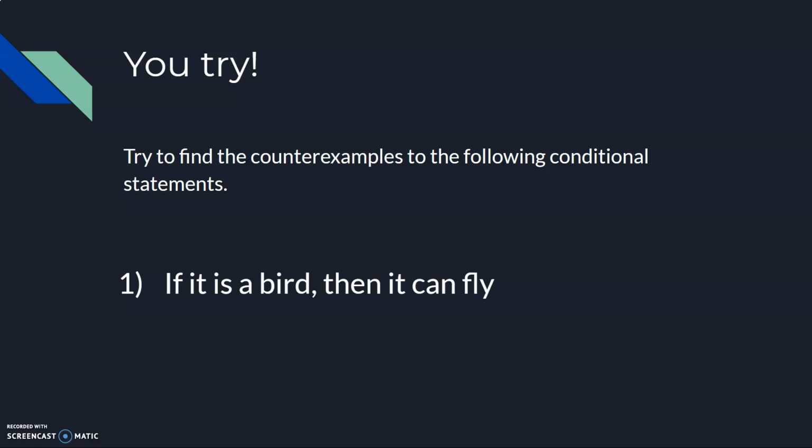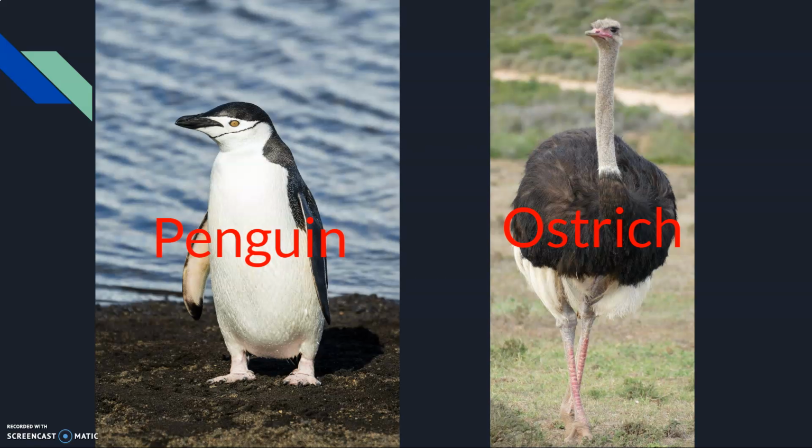So here's number 1. If it is a bird, then it can fly. So you're trying to think of an example of a bird that cannot fly. A counterexample to this one would be a penguin or an ostrich. Both are birds, but neither one can fly. You could have also come up with, I think, a kiwi or an emu or anything like that. As long as it's a bird, and as long as it doesn't fly, you've met the criteria.